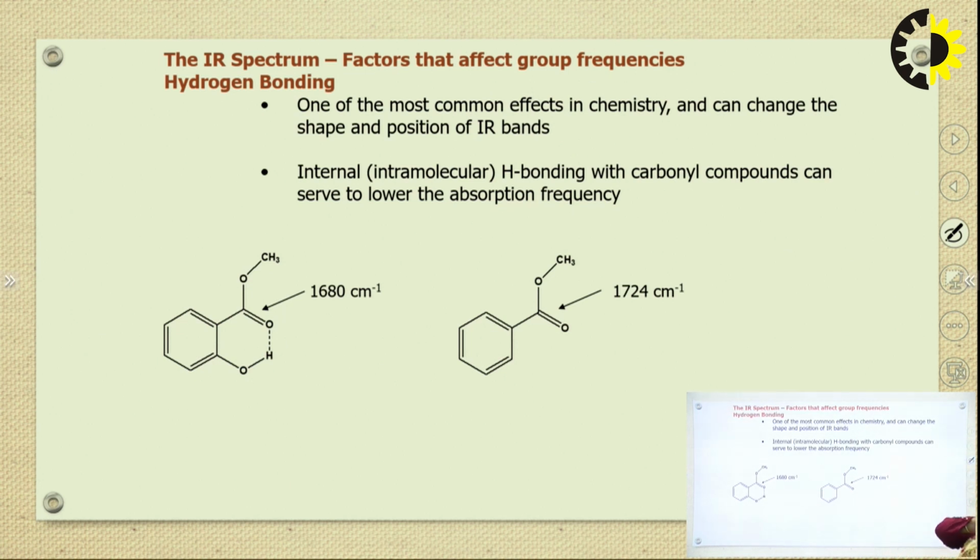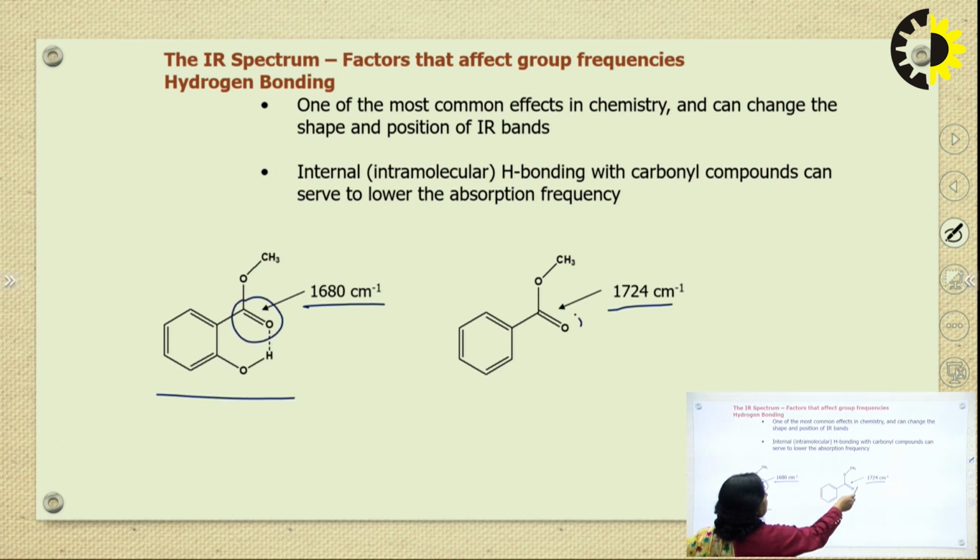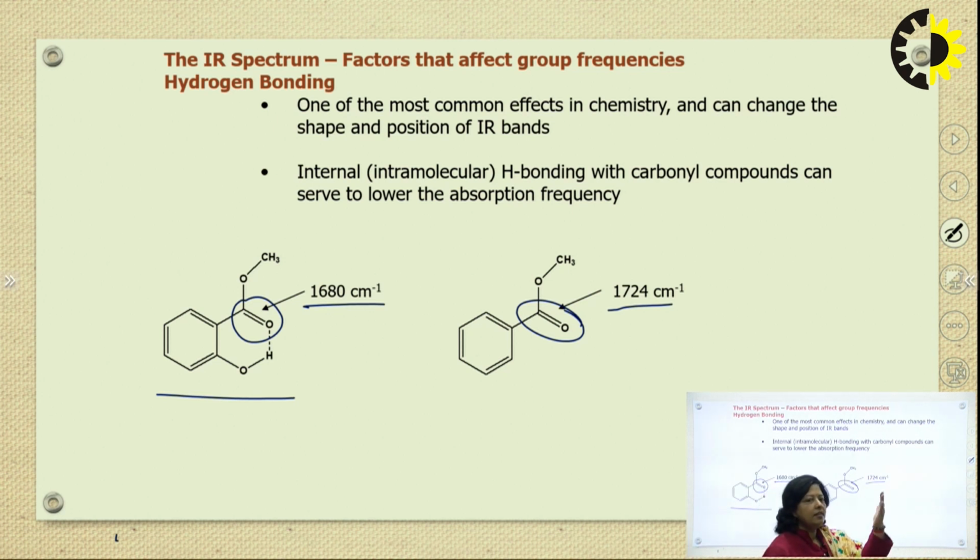So this is an example of hydrogen bonding. When there is hydrogen bonding, the energy gets lowered, and when there is no hydrogen bonding, the energy of the C double bond O is higher. Which bond are we talking about? This bond. So because of hydrogen bonding, the frequency is getting lowered. Wherever hydrogen bonding is there, the frequency will lower. And there is one more thing, which we will discuss later on.